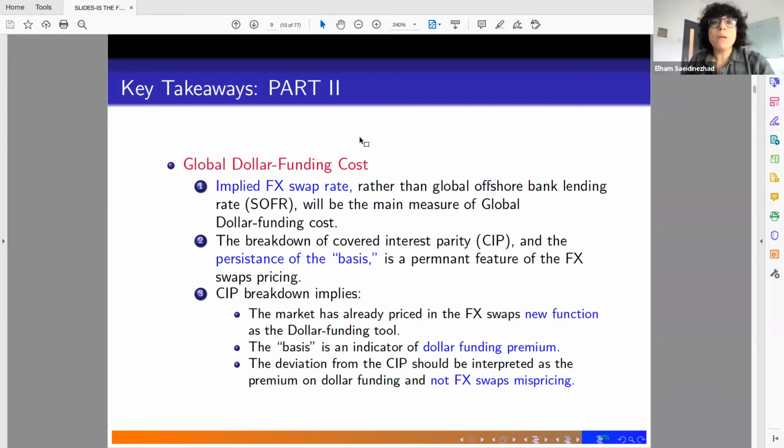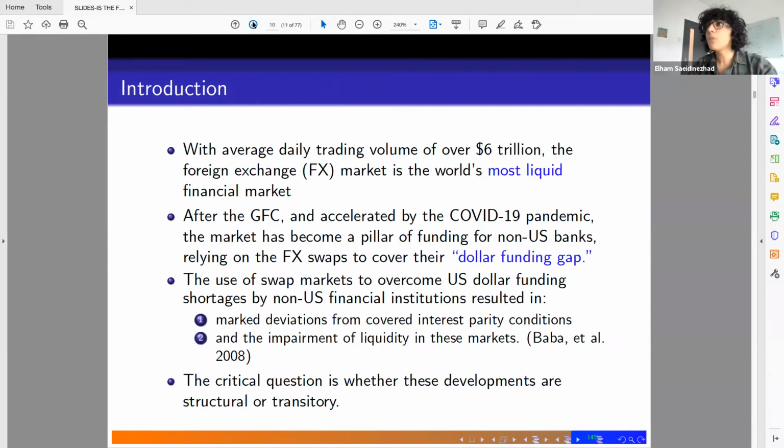So again, remember, I told you that the liquidity is going to decrease in the future. What is the implication of that for the crisis? This means that during the crisis, we are going to experience higher volatilities in these two markets. So in terms of the pricing, we have to expect the basis to increase even further in the future.